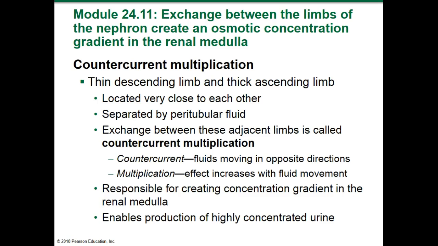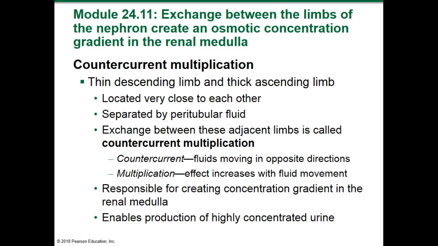Okay, exchange between the limbs of the nephron creates an osmotic concentration gradient in the renal medulla. Okay, so where is the renal medulla? Keep it all in perspective. Keep the picture in our head. Where is it? The innermost part of the kidneys. Yeah, the innermost part, exactly. Cortex is the outer, medulla is more inner. It's where the pyramids are. Okay? So we're going to create an osmotic concentration gradient in the medulla. That means we're going to have real differences in solute concentrations between different parts of it.